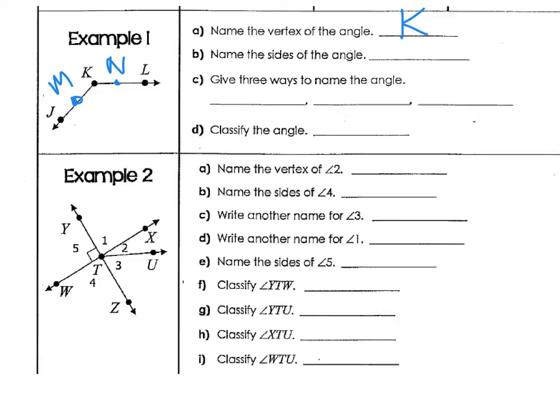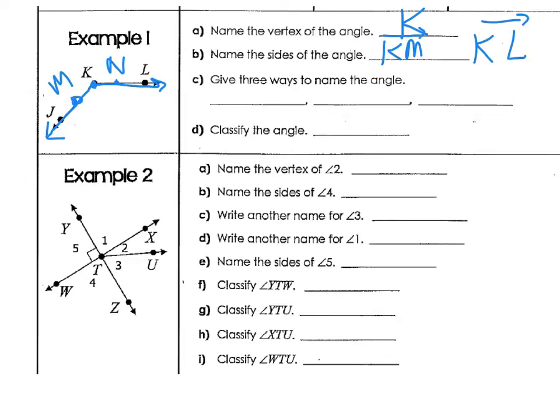All right, the sides. The sides are the two rays. We start at K and it goes through M and then J. So one side might be ray KM. You can use any letter that's on that ray. The other side starts at K and goes through either N or L. So that would be side KL, with the ray over it.